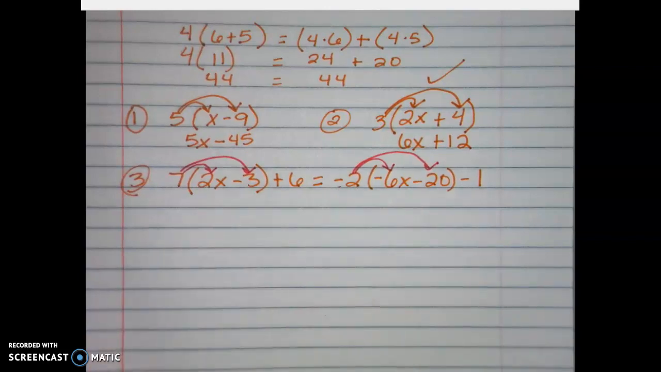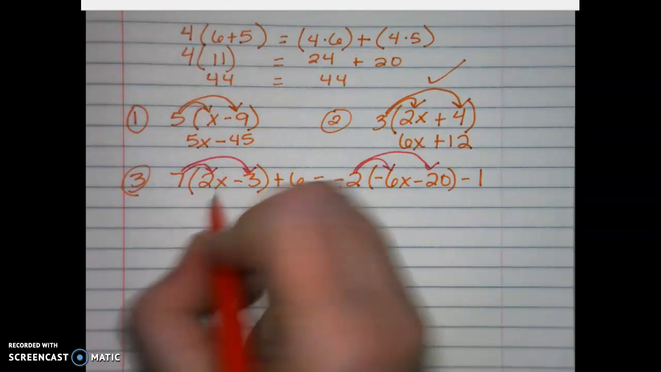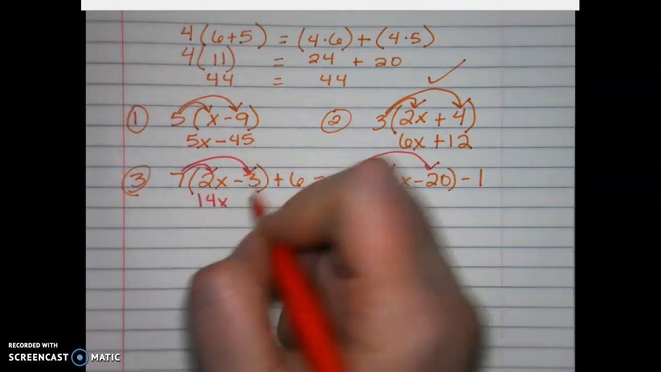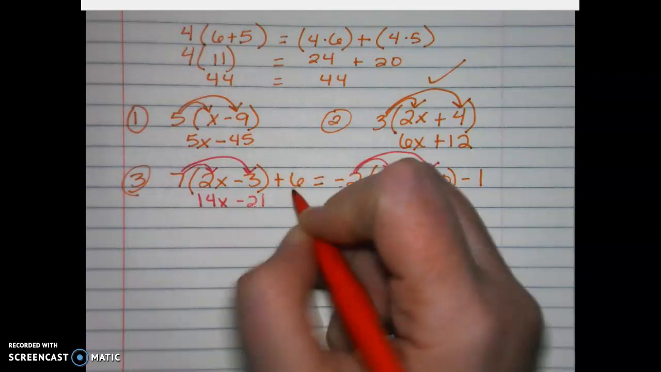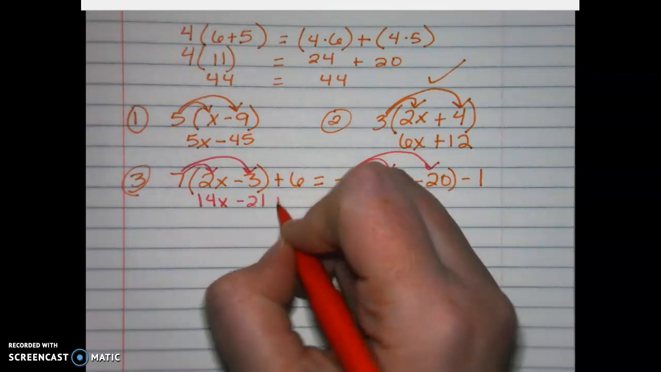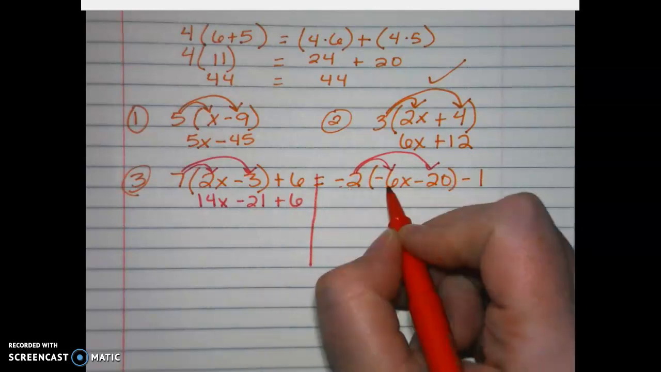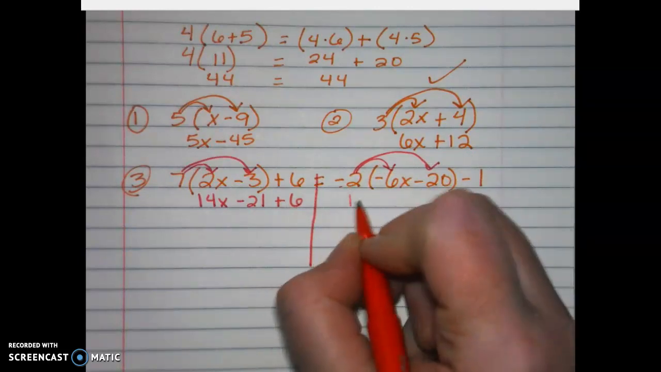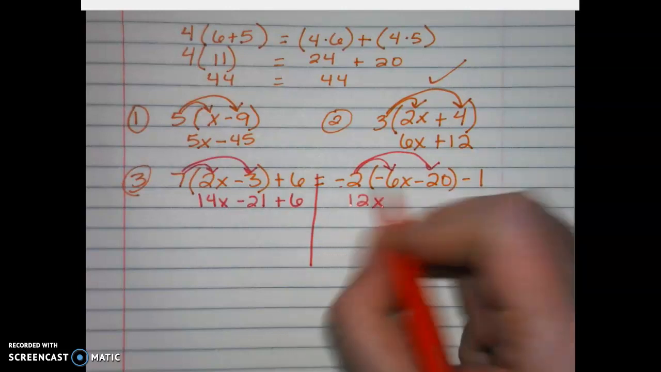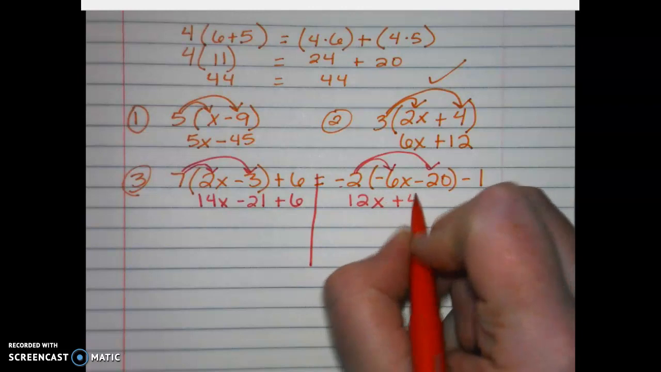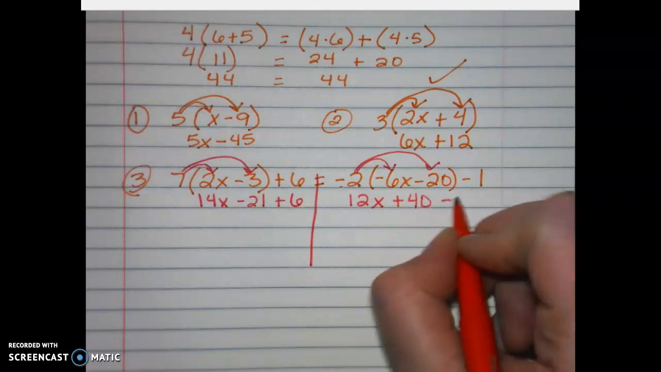Okay? So let's look. 7 times 2, 14x. 7 times negative 3, negative 21. Positive 6 comes right down. Oop, I didn't draw my line. Negative 2 times negative 6, positive 12. Negative 2 times negative 20, positive 40. Negative 1 just comes down.